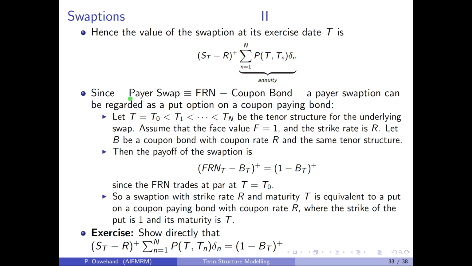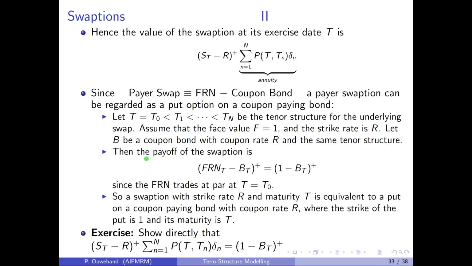Now, since a payer swap is equivalent to a floating rate note minus a coupon bond, a payer swaption can be regarded as a put option on a coupon paying bond. Here's why. Suppose that we have the following tenor structure for the underlying swap. Again, assume that the face value is 1 and that the strike rate is R. Let B be a coupon bond, also with coupon rate R and the same tenor structure as the swap.